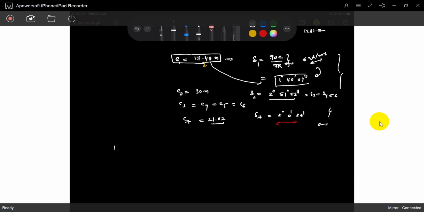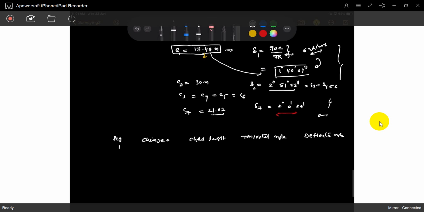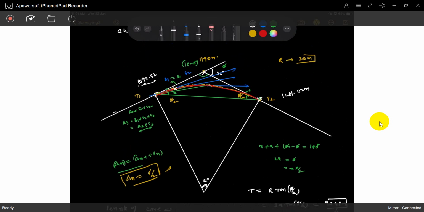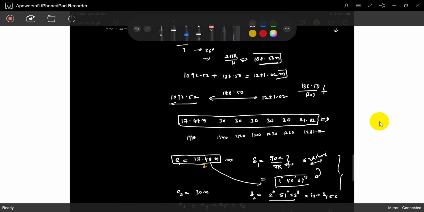just list peg number 1. So chainage, you can easily find out the chainage. Then chord length and tangential angle, so deflection angle, total deflection angle. So peg 1, exactly where does peg 1 come? This point. So peg 1 comes to which point?